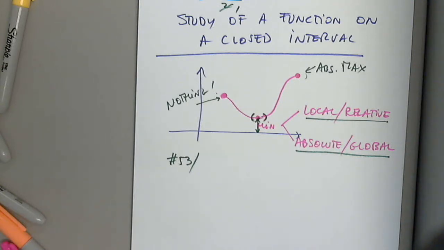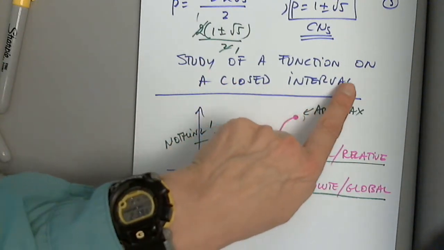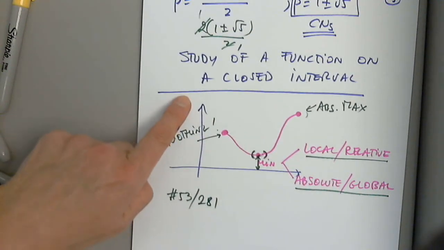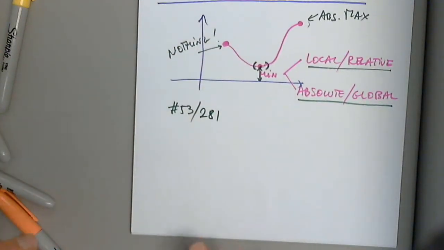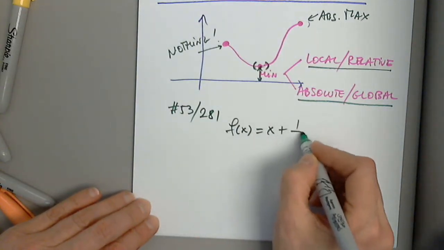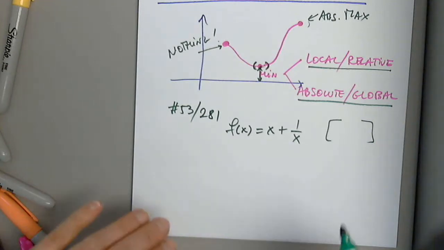Okay. So we're looking at 53 on page 281, to illustrate how to study a function on a closed interval, not on the entire domain, just on a closed interval. Okay, 53. f of x equals x plus 1 over x, and we are given the interval 0.2 to 4.